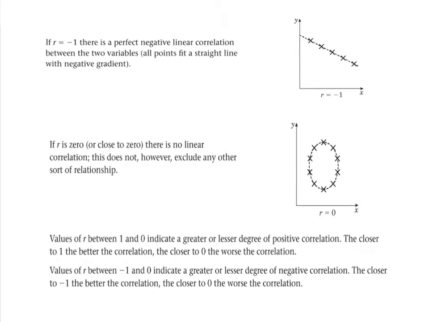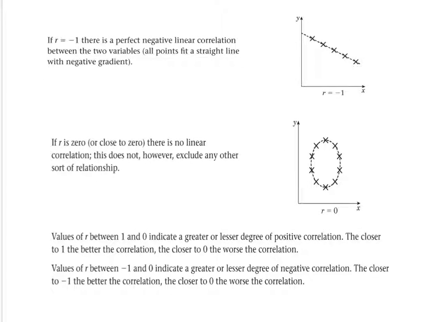And then if the product moment correlation coefficient R is 0, then there's absolutely no linear correlation. I think that's the important part there, no linear correlation. But that doesn't exclude any other type of relationship there might be, because you could have a circle or an ellipse, as you can see here, or we could have a parabola or a cubic or anything like that. So linear is not the only type of relationship that you actually get.